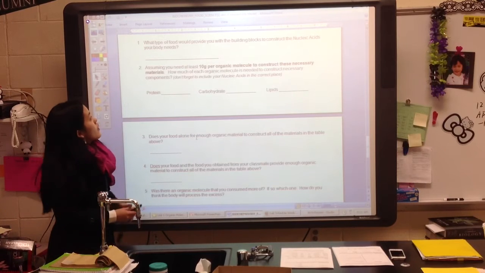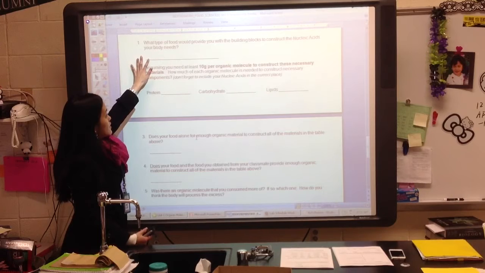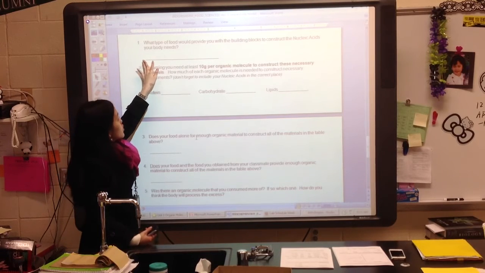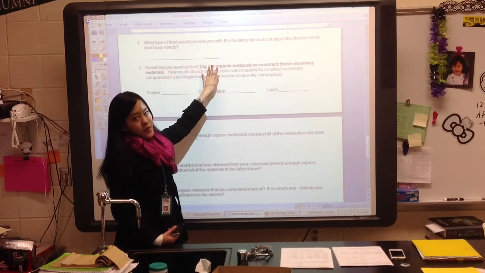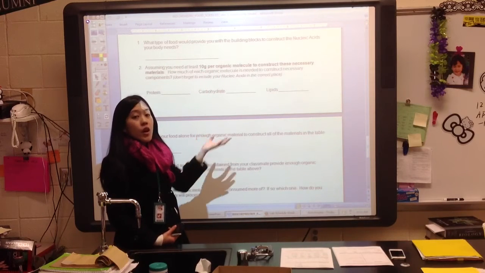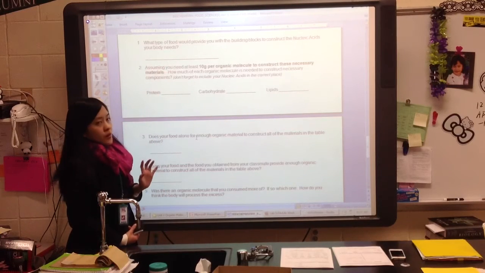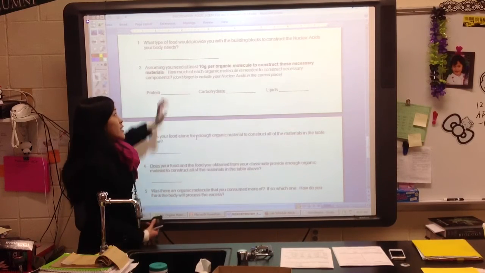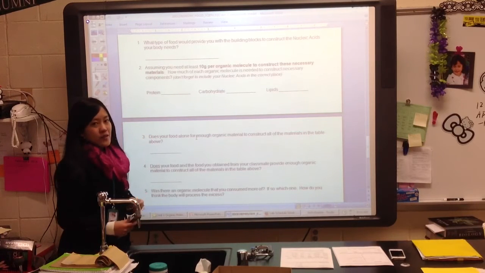Next, what type of food would provide you with the building blocks to construct the nucleic acids your body needs? So you'll want to think about where do we get our monomer for nucleic acids from? Remember, everything we eat, we're going to break down. And what are those monomers that we need, and where would we get that from? And so I did give you a little hint about that earlier in the video, so if you want to look back for a second and think about that.